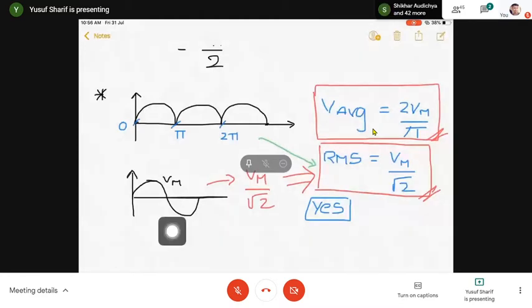The reason why you are getting the same result is because a few students ask me, sir, this waveform shape is completely different and this waveform shape is also completely different. Why are we getting the same values over here? Here also it is Vm by root 2, here also it is Vm by root 2. If you apply the logic, you will understand. What do we do in RMS values? We square the function, okay?